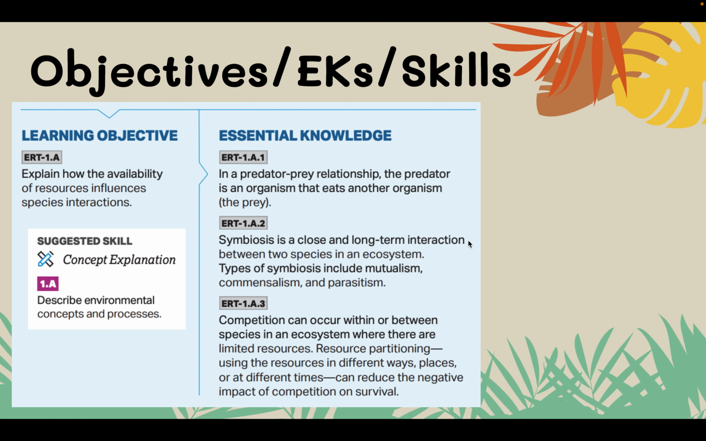You should know that symbiosis is a close and long-term interaction between two species in an ecosystem, and that the types of symbiosis are mutualism, commensalism, and parasitism. And finally, that competition can occur within or between species in an ecosystem where there are limited resources. Something called resource partitioning, which is using the resources in different ways, places, or at different times, can reduce the negative impact of competition on survival. We'll talk about all of these in a little more detail as we go on. Right now, you don't necessarily need to write this down, but the essential knowledge pieces are the parts that you should know by the end of this. It's a really quick summary of what you should know.